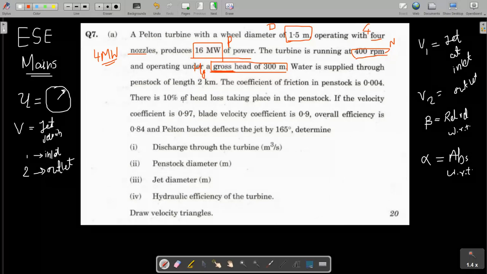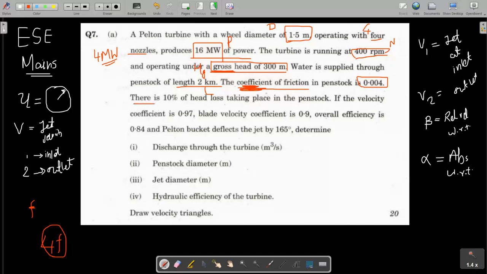Water is supplied through the penstock of length 2 kilometer. Penstock length capital L is given. The coefficient of friction, remember coefficient of friction, not friction factor, is given as 0.004. If it is written coefficient of friction, that means the value of f is given, only f value. And if it is written friction factor, then the value of 4f is given to us. Remember this thing, this will also be used in your flow through pipes problems in fluid mechanics.